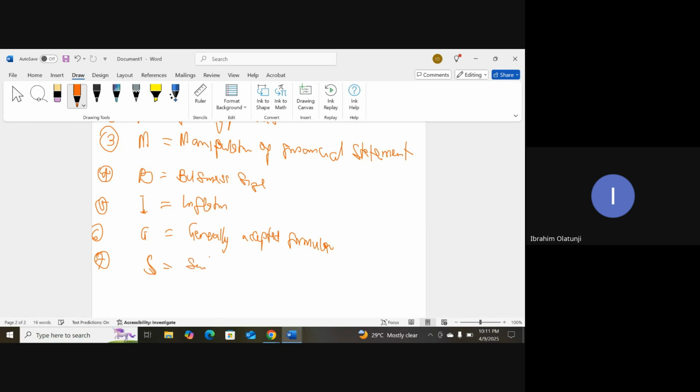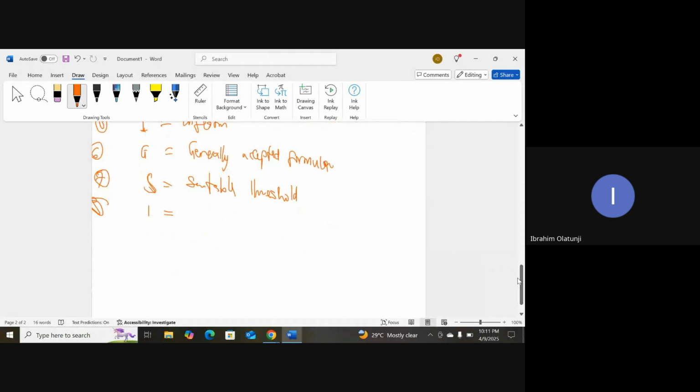Another aspect of it we call suitable threshold. Number 8 is another one, inadequate information. Inadequate information.